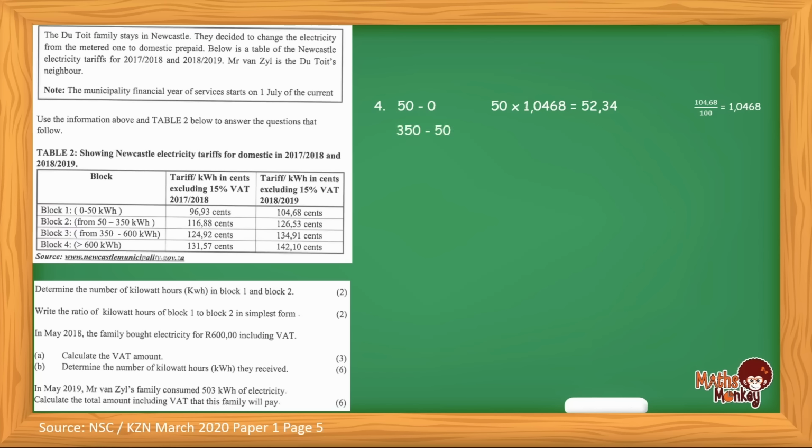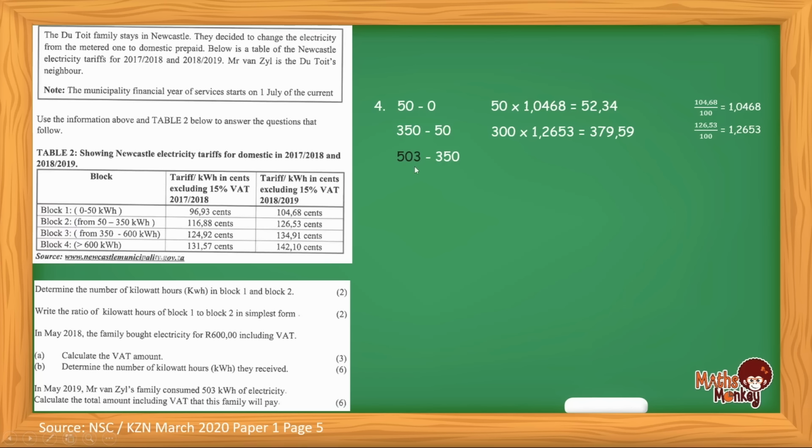Then in the next interval, we have 350 minus the maximum of the previous step. This now gives us a tariff of 1.2653 if we convert it to Rands. And then we say the 300 multiplied by that tariff will give us 379 Rand and 59 cents. So in other words, the next 300 units cost us 379.59. Now we need to figure out how much the balance is going to cost.